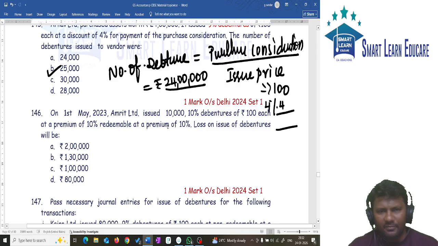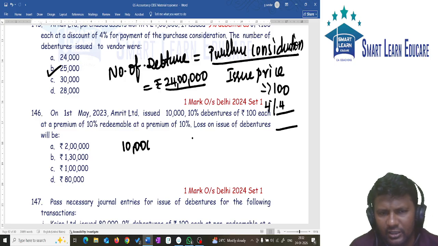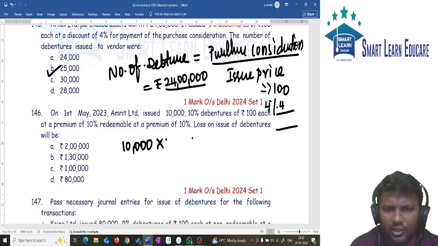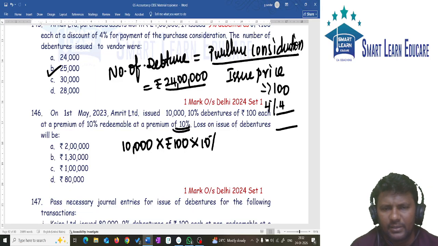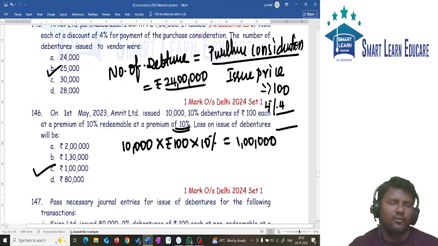But when you redeem extra, that is not your profit, that is your loss. How much is the amount of loss? Total 10,000 number of debentures we have into rupees 100 of each debenture. What is the redeemable premium? 10%. Total 10 lakh into 10% will give you 1 lakh. So answer for question number 146 is C, 1 lakh.